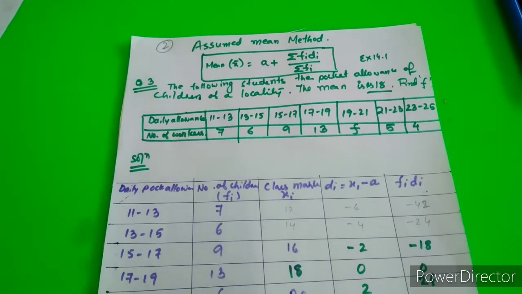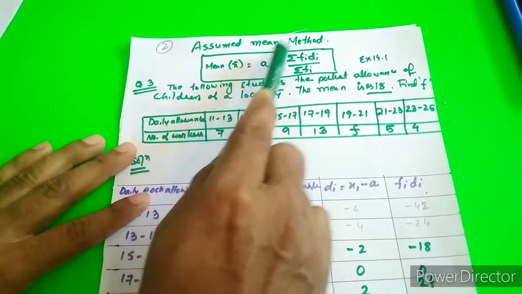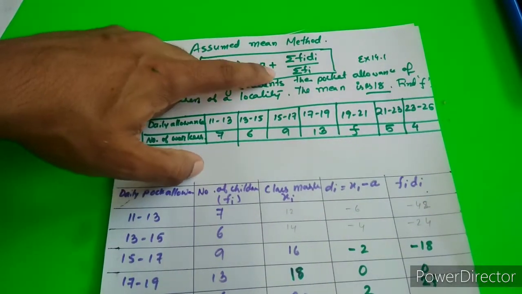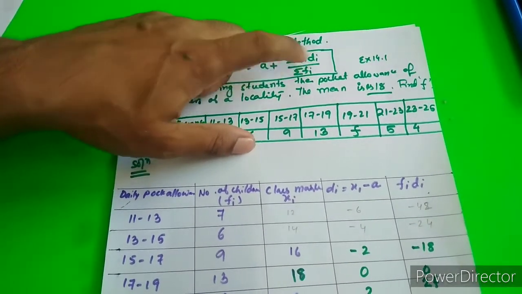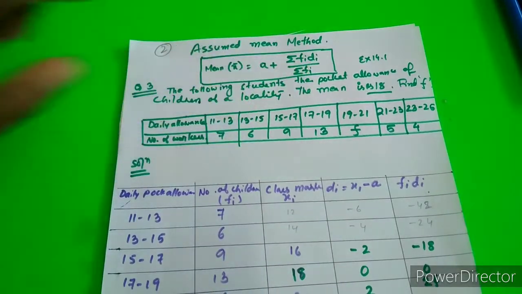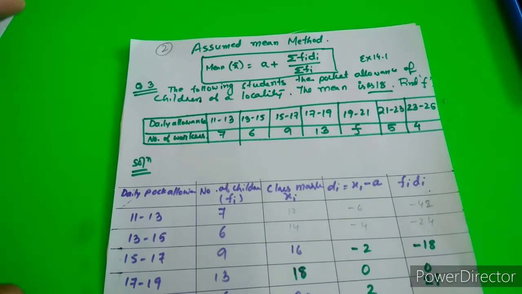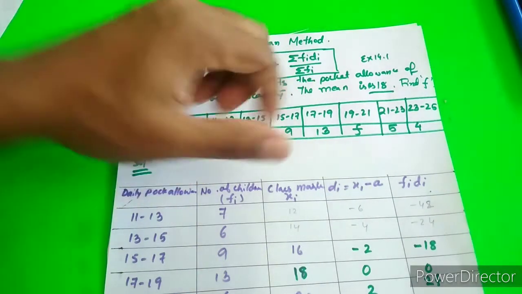Good morning, student. Today we are going to discuss the second method to find the mean value. That is called the assume mean method. Mean x bar equal to a plus summation of fi di by summation of fi. Here summation of fi we know. We will combine all the frequencies, that is, add up.